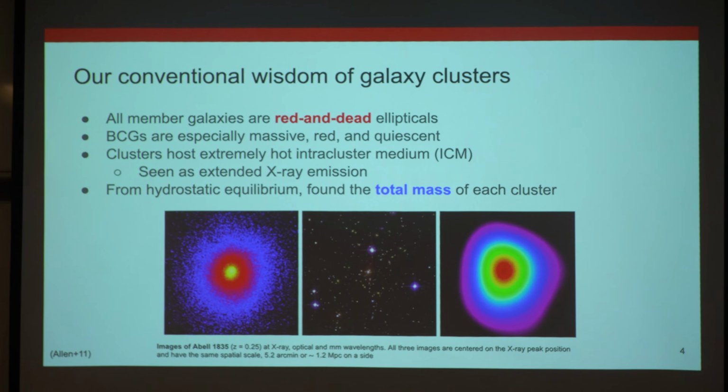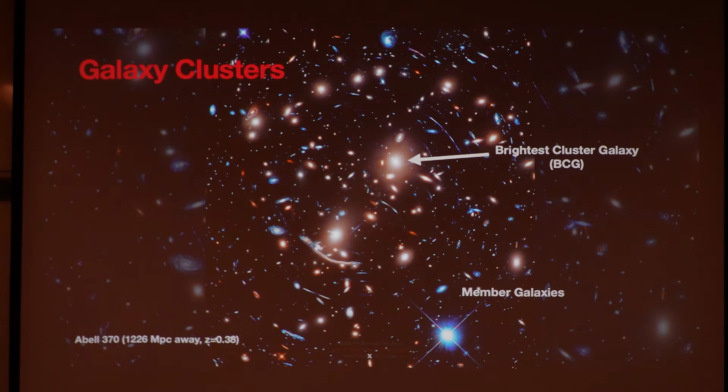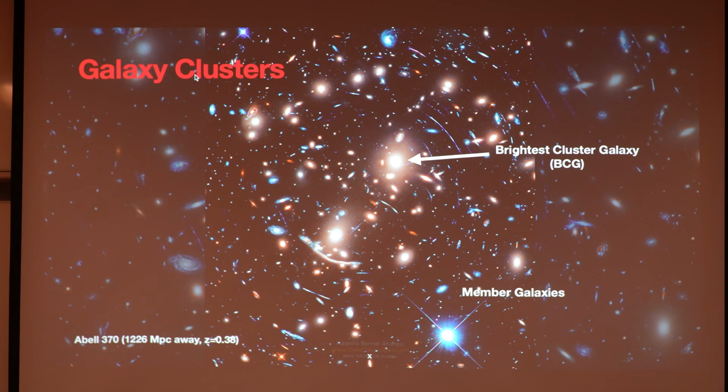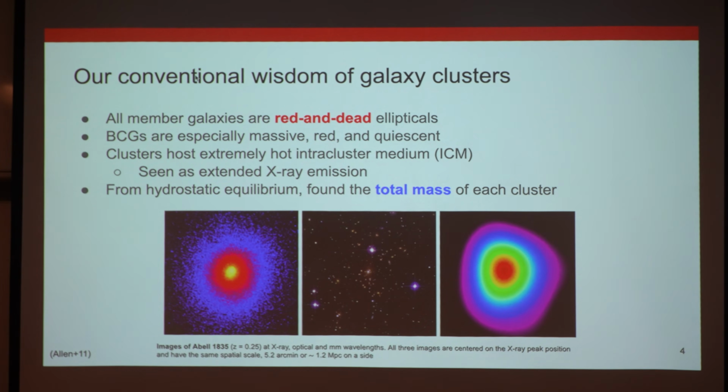Okay, I'll tell you a quick story about what we understand about galaxy clusters right now. We know, as we see from the previous slide, that almost all the member galaxies are red and dead elliptical galaxies. You can see here, all of these are red and dead elliptical galaxies. And the BCG is especially extremely red and extremely dead, so it doesn't have a lot of star formation. In fact, it usually has no star formation at all. And that is interesting in itself.